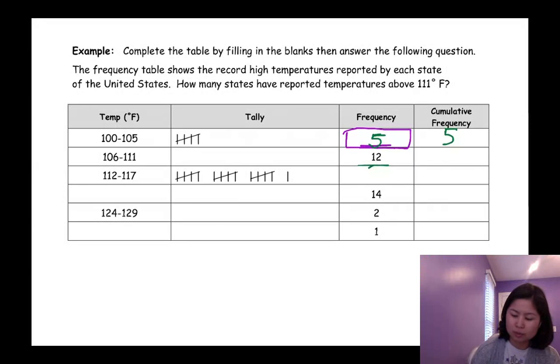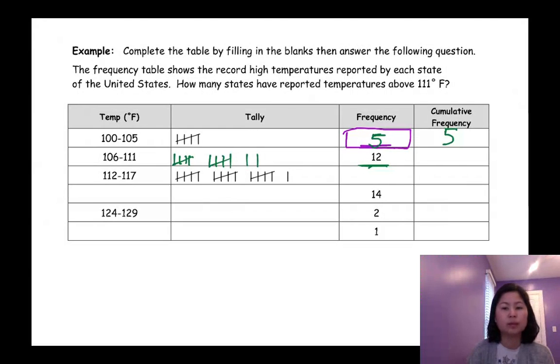This one, they tell me, is 12. So that's how I create my tally. That should be 12 of them. 1, 2, 3, 4, 5. 1, 2, 3, 4, 5, and 2. Okay. Questions on how I know to do those tallies?